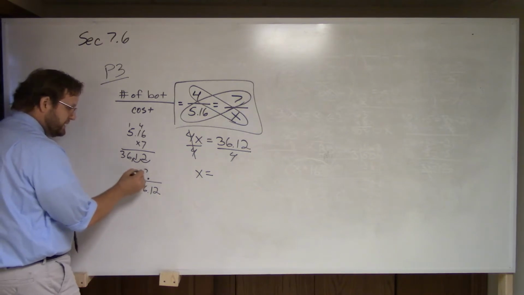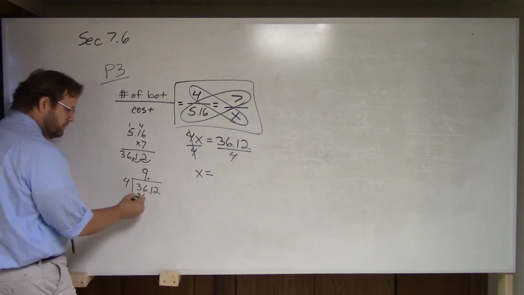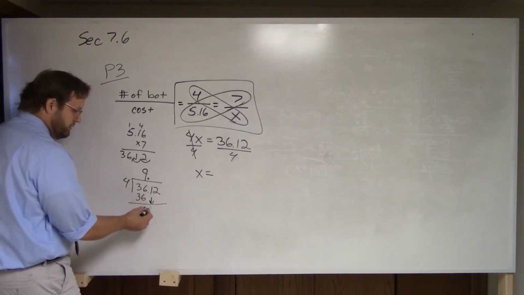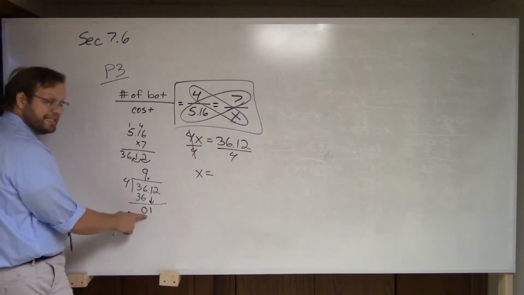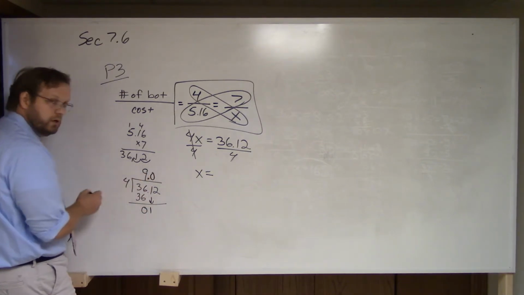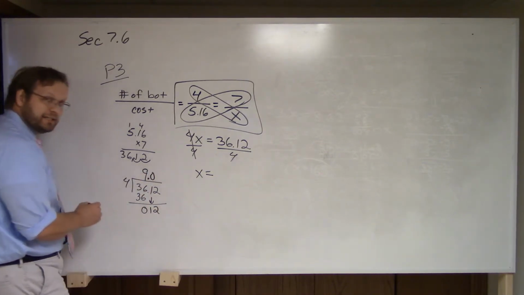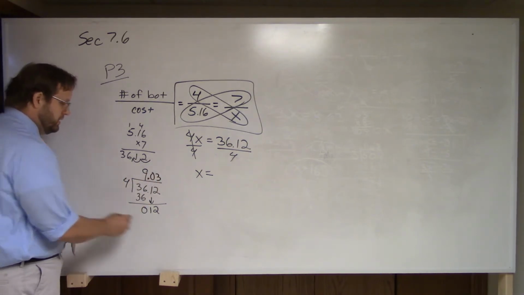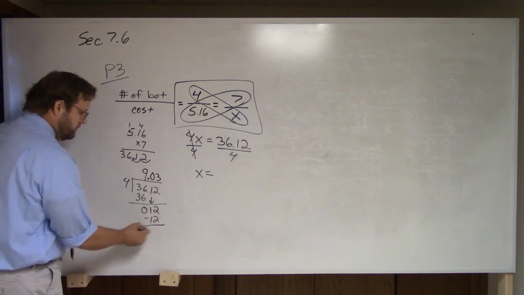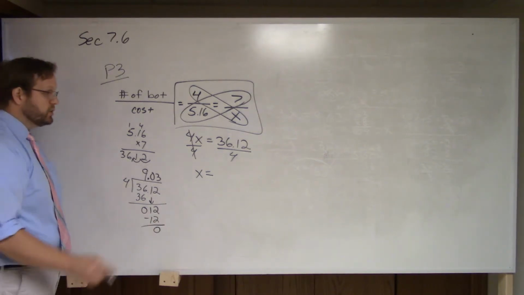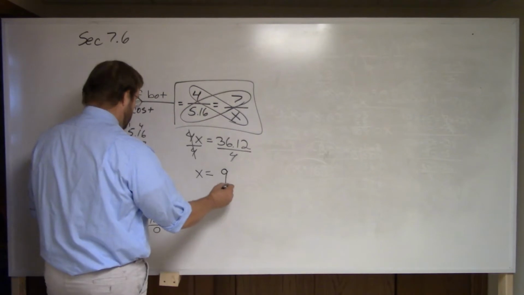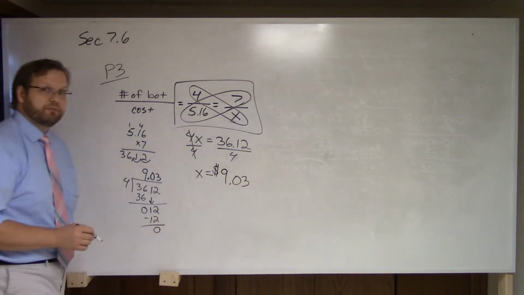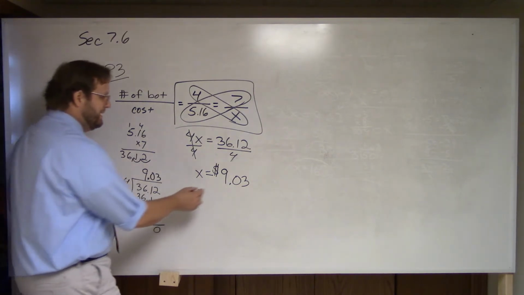4 goes into 36 9 times. 4 times 9 is 36. I carry the 1 down. Now, look at here. 4 does not go into 1, so I put a 0. But then I carry over to the next thing, which is a 2. 4 goes into 12 3 times. So 3 times 4 is 12, and I get a 0. So what I get for my x is 9.03. That is the cost for 7 bottles. There you have it.